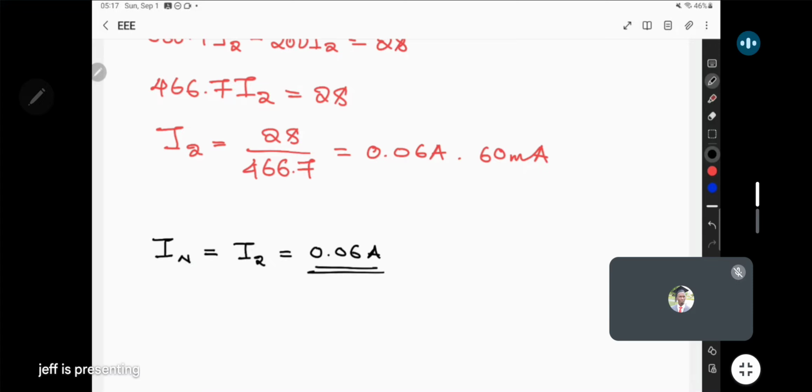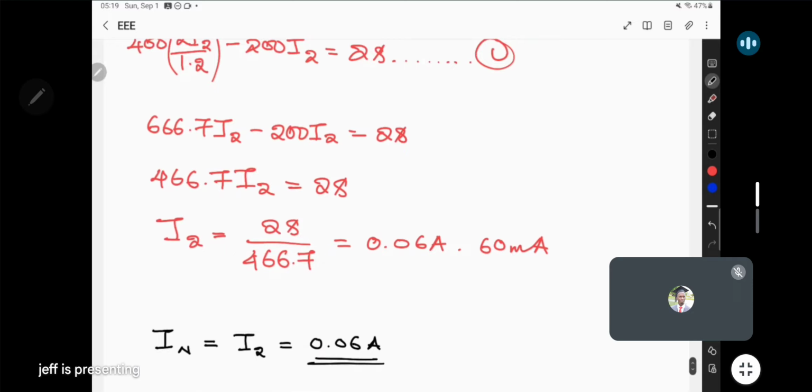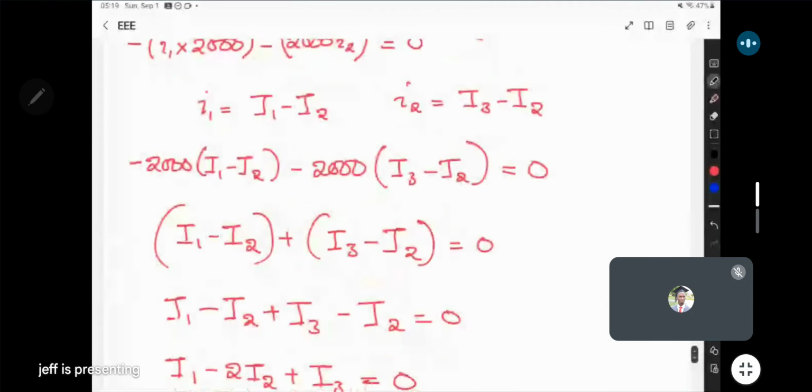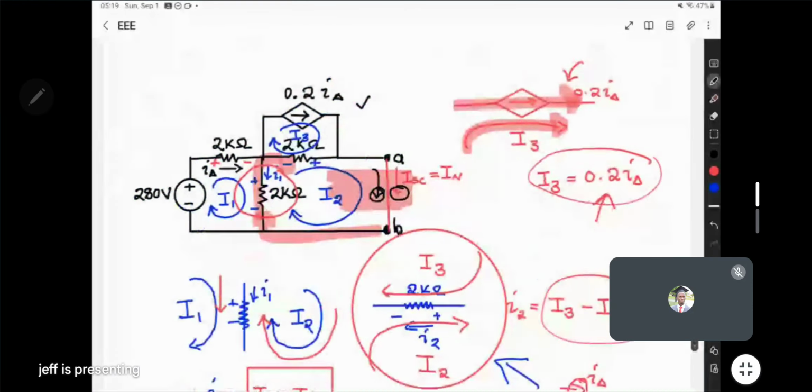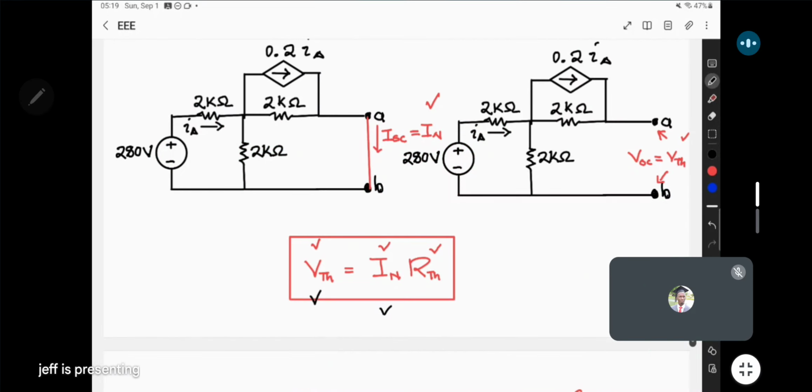So just like that, we have found I short circuit. Okay, so now that we have found what I Norton is, which is 0.06 amps, we are now going to move on to find our R Norton. So I Norton we now have. So we now need to find the resistance, R Norton.